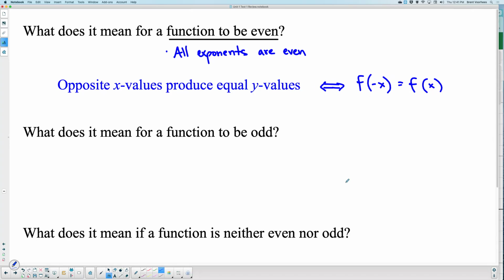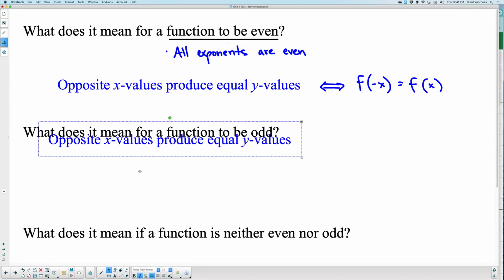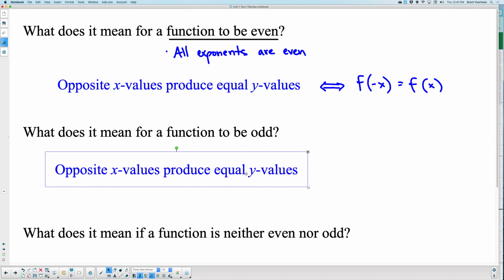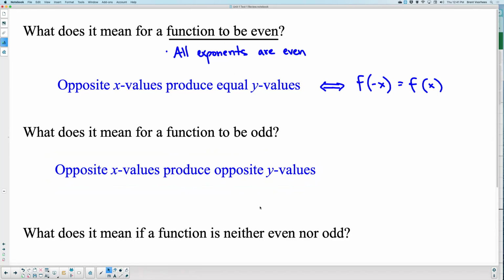Okay, what does it mean for a function to be odd? All right, I'm going to copy and paste. If you right click with your pencil, choose paste, just change it, word equal.